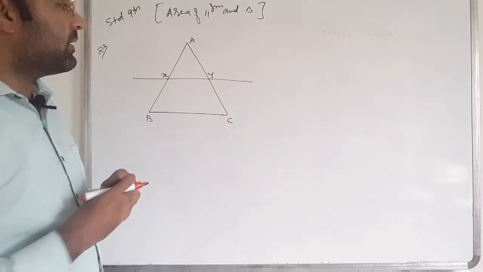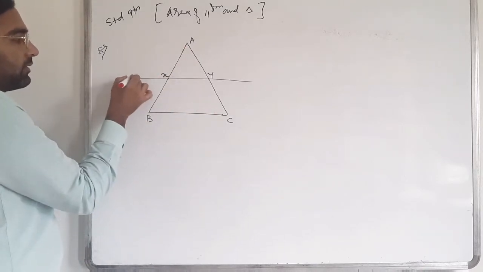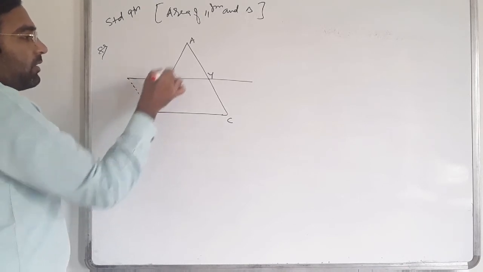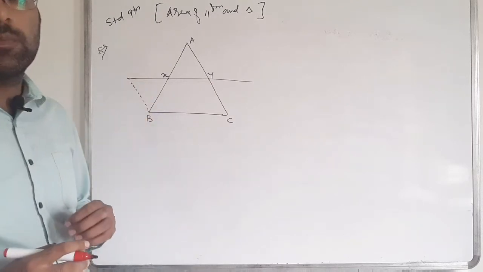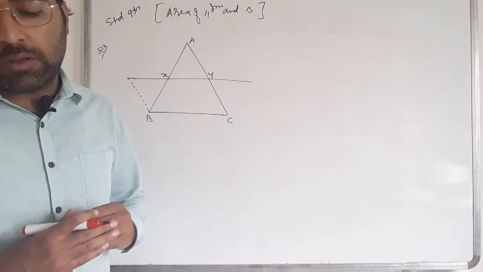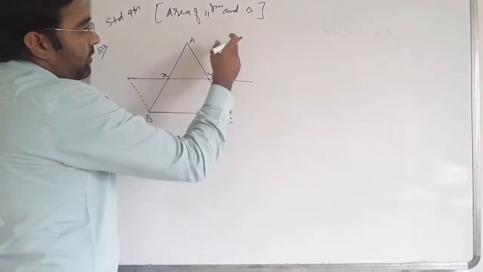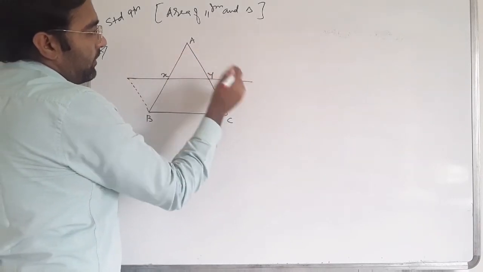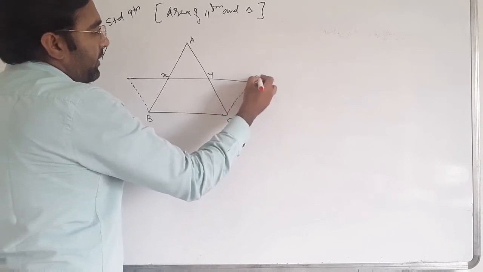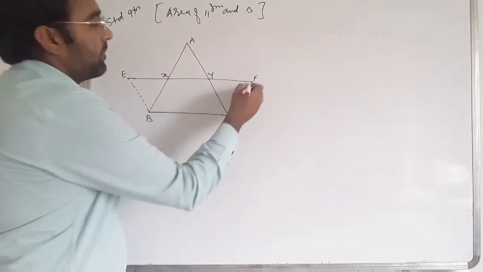If BE is parallel to AC, now I'll draw BE parallel to AC. Here BE is parallel to AC, you can see that. And CF is parallel to AB. CF is parallel to AB. So I'll write it F and here is E.